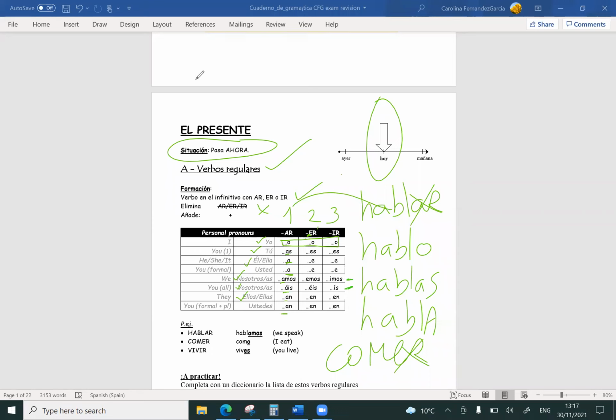So now any verb that is regular will behave this way. We will have all these endings. And the regular verbs are the ones that come up a lot in the exam. We have other examples here. Hablamos, como, vives, and you can see clearly the ending underlined, indicating the person.